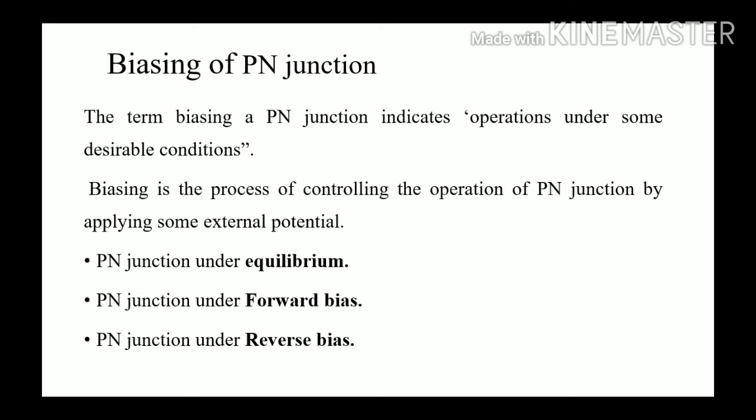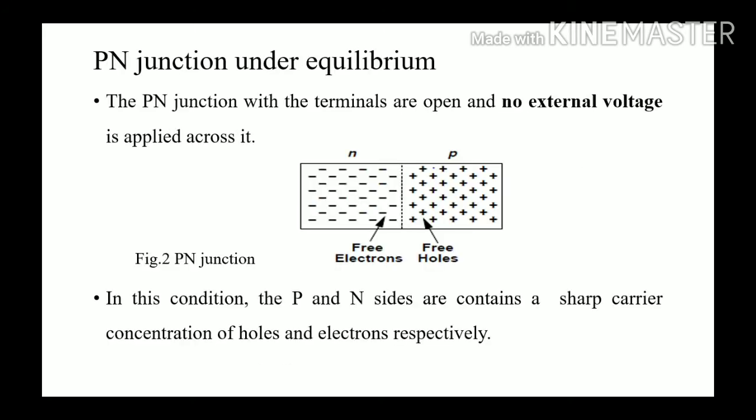Next we are discussing biasing of a PN junction. Biasing is a process of controlling the operation of a PN junction by applying some external potential. The type of biasing is based on the external potential applied across a PN junction. Before that, we are discussing the equilibrium condition of a PN junction. So, let's see the equilibrium condition.